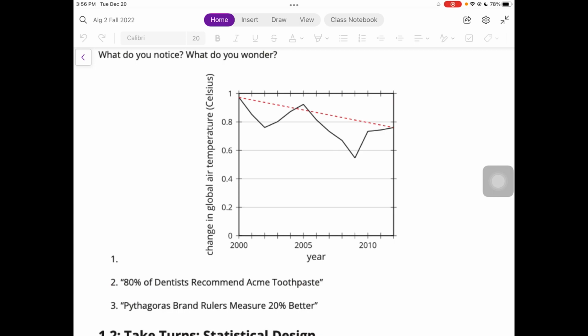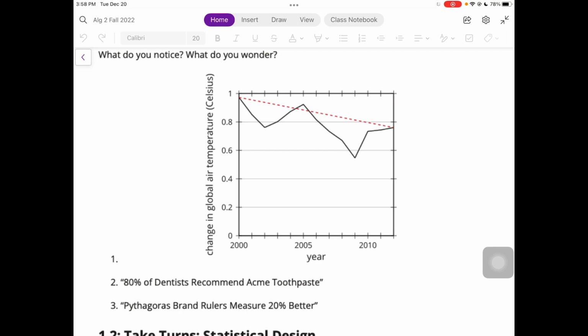I also noticed that here, 80% of dentists recommend Acme toothpaste. So it doesn't say what they like about the toothpaste or the brand. Do they just recommend using toothpaste and Acme happened to be the brand? I don't know.